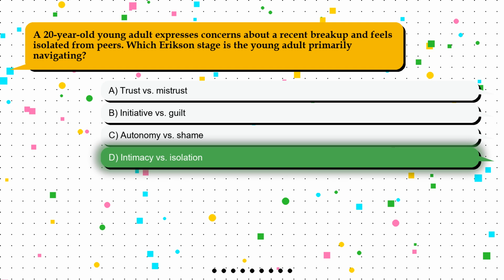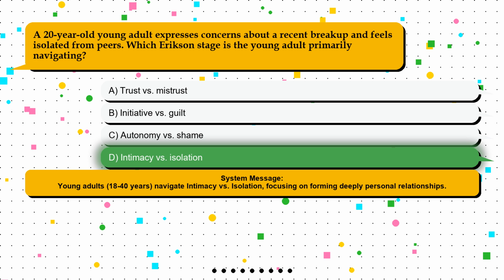The correct answer is option D, intimacy versus isolation. Young adults, 18 to 40 years, navigate intimacy versus isolation, focusing on forming deeply personal relationships.